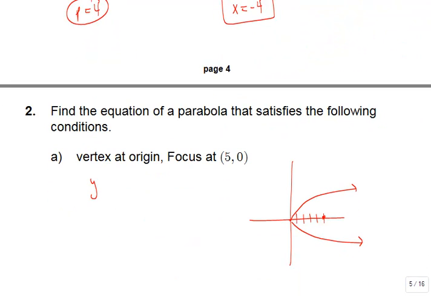So y squared is supposed to equal 4p times x. And what's p? Well, that's exactly what your focus is. That's why the focus is good to know. So if our p is 5, then 4 times 5 makes this 20x. So the equation of this parabola must be y squared equals 20x.